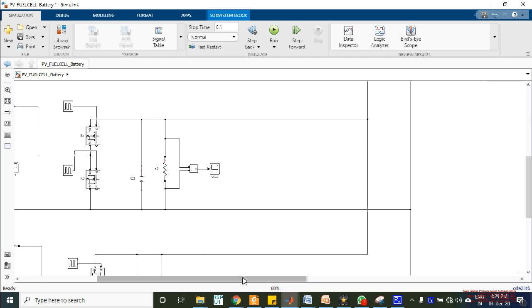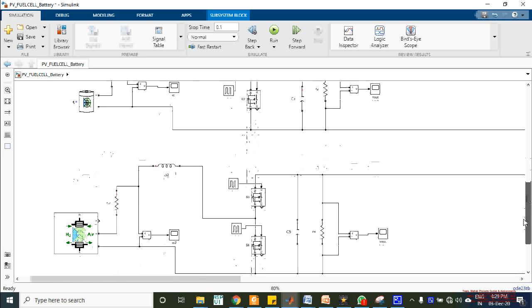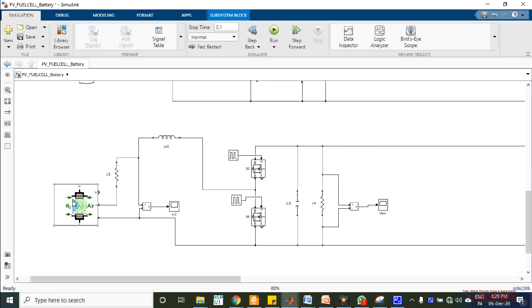And the second energy source is battery. That battery is connected with a two-switch boost DC to DC converter. And here, this is the input voltage of the battery, and this is the output voltage of the battery. So this is the fuel cell. This is a two-switch DC to DC converter. Here we can see the input voltage, and this is the output voltage of the fuel stack.